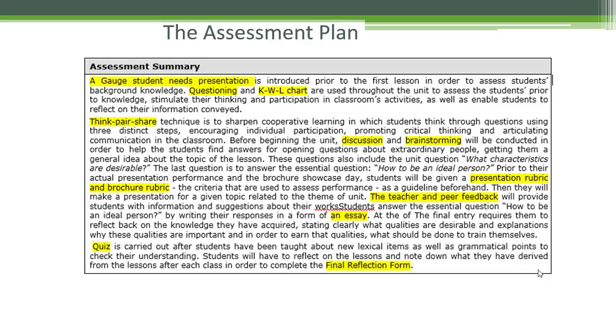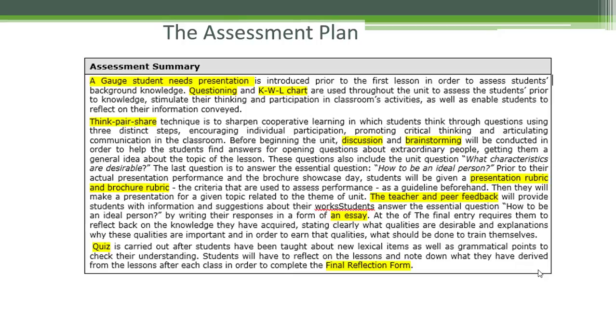Throughout the course, before beginning the lessons, think, pair, share, brainstorming, and discussion are used to sharpen cooperative learning, as well as encourage individual participation. Then I will arrange conferences between teacher and students periodically in order to help them prepare for the project. I will also provide them with presentation rubric, brochure rubric, writing guide, so that they can monitor their work. The rubrics also serve as a criteria for the teacher to assess students' work.